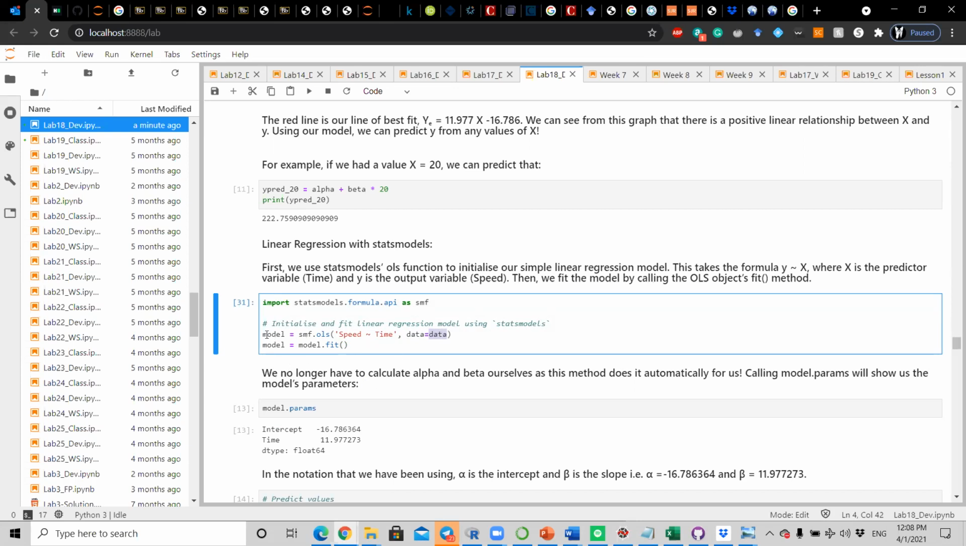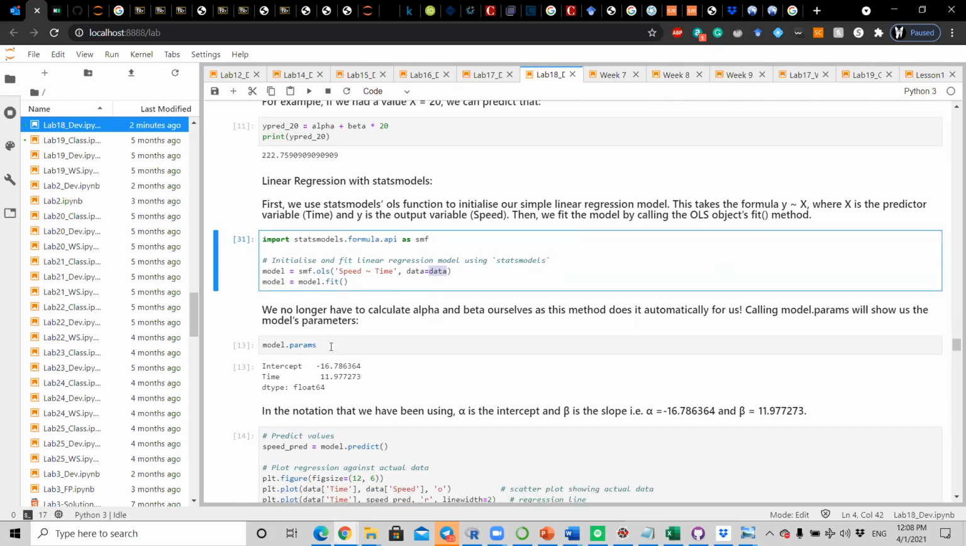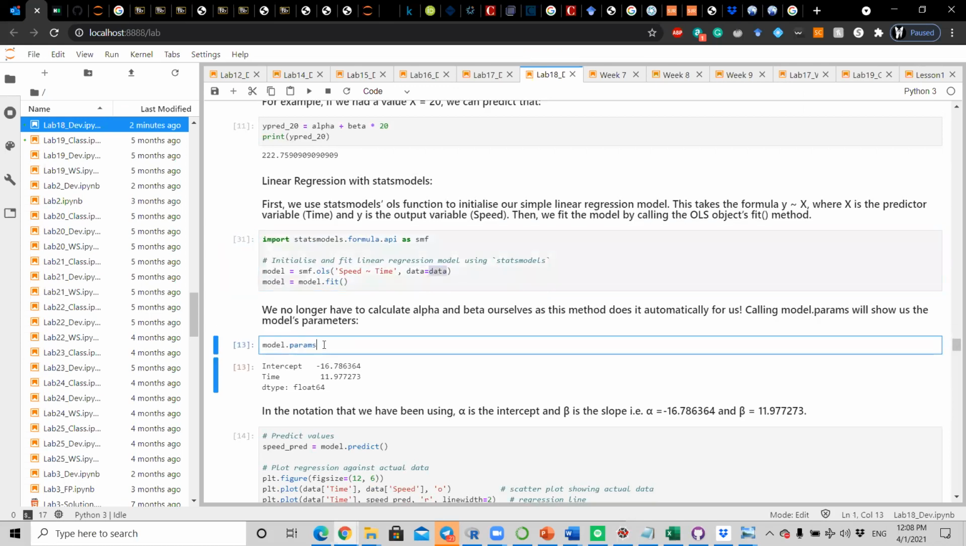So we first initiate our model, and then we use the fit function to fit it to our data. And as quick as that, we do not have to calculate alpha and beta anymore. We can simply ask for params on our model, and it will give me the intercept and time. These two numbers, are they familiar? Are they the same numbers as we calculated? Yeah. So just as a confirmation, you do not have to go through all that trouble to calculate all the things. You can just fit the model here.